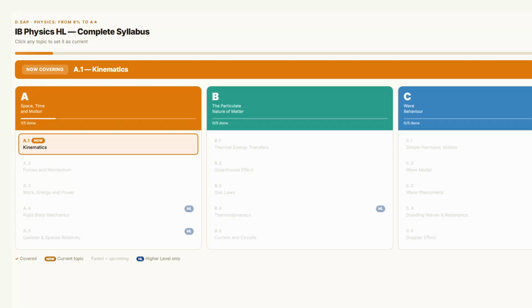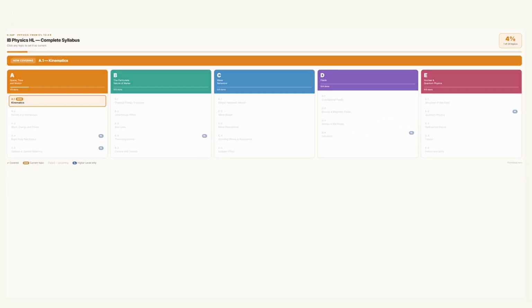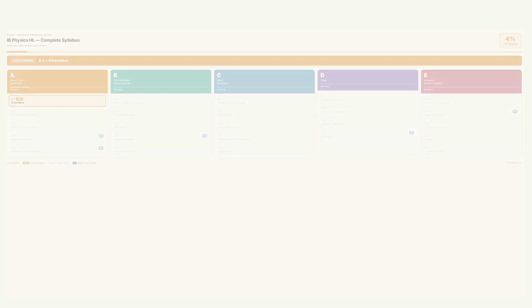Today we're looking at the 4 equations of motion. And just like everything else in this course, we're not going to memorize them. We're going to derive every single one, starting from something you already understand.